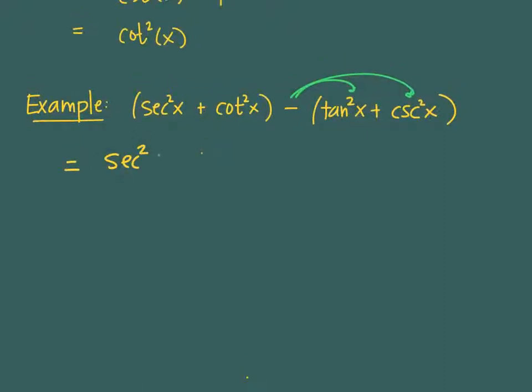after I distribute, secant squared x plus cotangent squared x minus tangent squared x minus cosecant squared x. So I just distributed. Now this is sort of a jumbled mess. The order is not good right now.